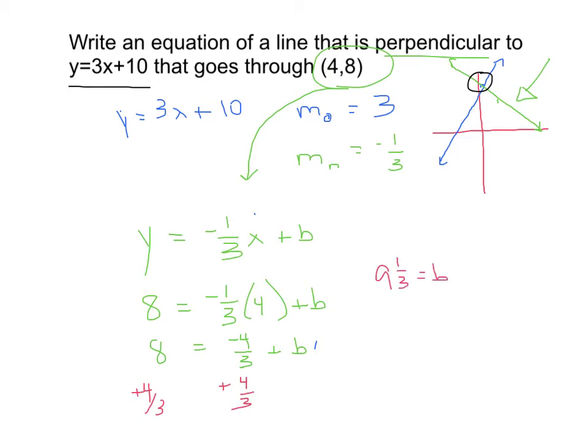Okay, that's our y-intercept. That's where it's going to cross. And that makes sense. It should be somewhere in that area. We're going to go ahead and put our new slope in. Our new slope is negative 1/3. And our new y-intercept, 9 1/3.